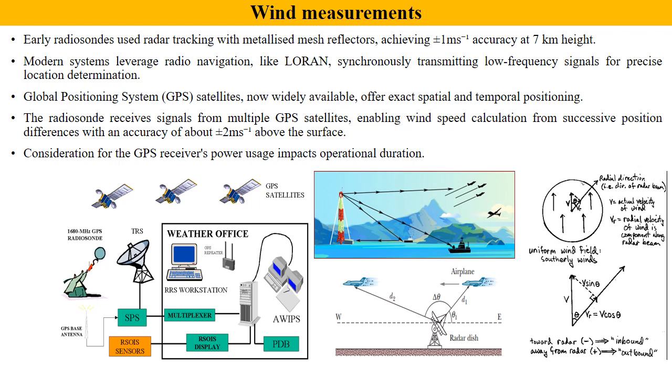Here on the left hand side corner you can see a replacement. How can we replace a radiosonde? Earlier, radar was used to detect or track the radiosonde, since it used a metallized mesh reflector. Using a radar, we were capable of increasing its radar cross section area. Thus, we were able to capture where it is coming from or where it is going.